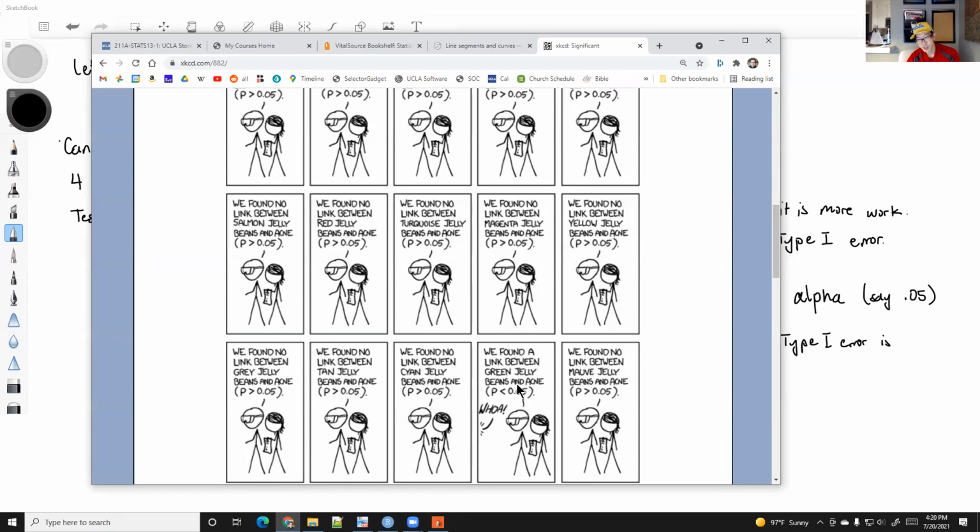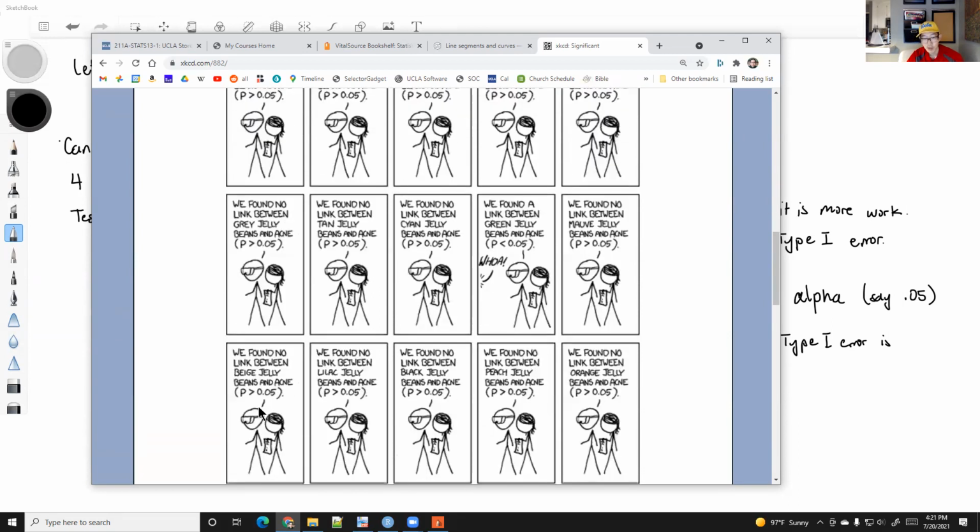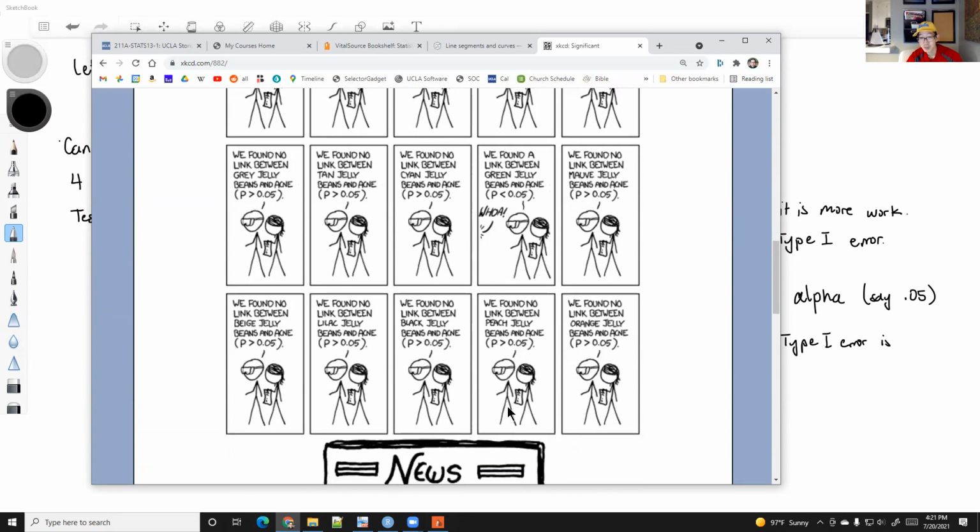We found a link between green jelly beans and acne, p less than 0.05. And they go, whoa. All right, we found no link between mauve jelly beans and acne, p greater than 0.05. We found no link between beige, lilac, black, peach, or orange jelly beans and acne.